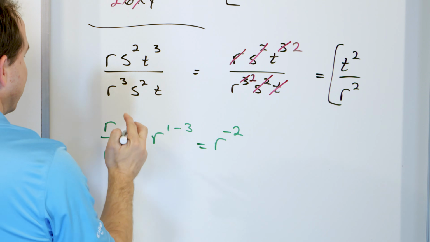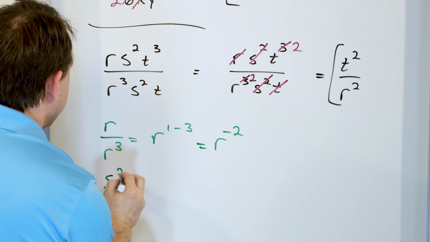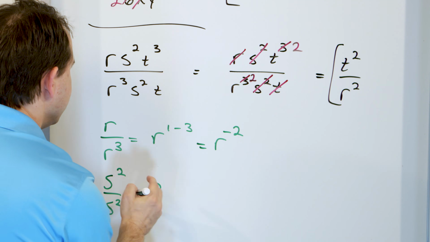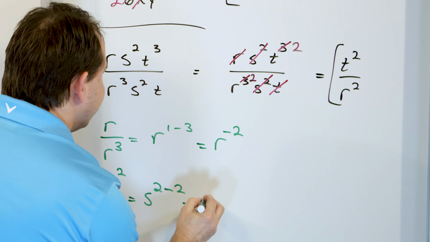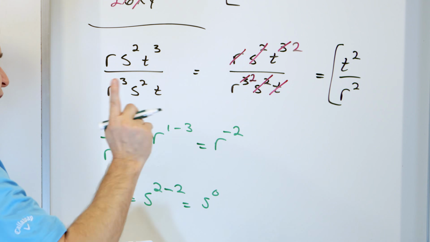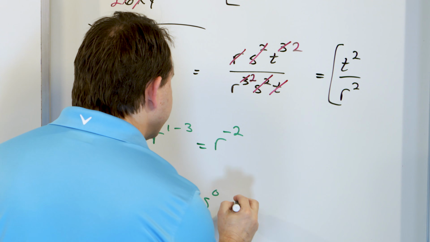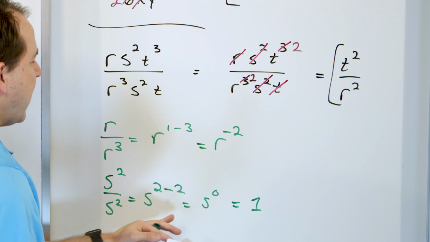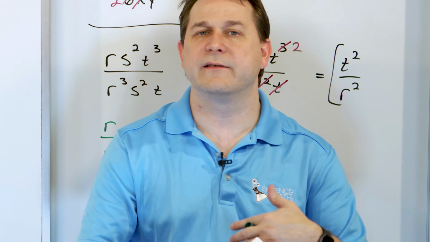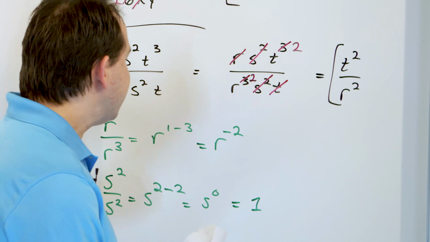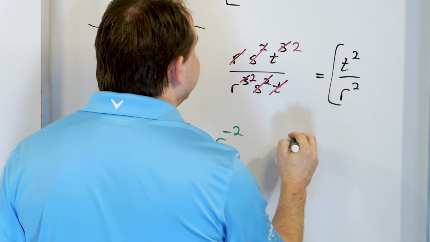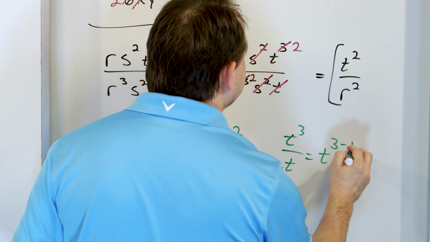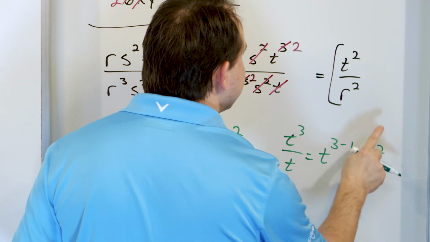For the s terms, it would be s squared over s squared. That's just the s terms, right? Which is s to the 2 minus 2, which is s to the 0. And we're going to do a lesson on this later on, but I'll give you a preview. Anything raised to the 0 power is 1. So that's why there's no s's in our final answer, because it all went away to 1. And then finally, we have t. So we have t cubed over t, which is t to the 3 minus 1, which is t squared, and we have t squared in our final answer.